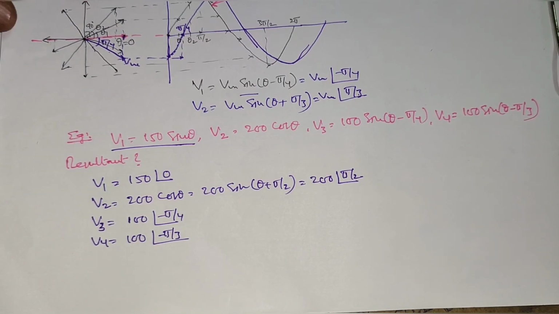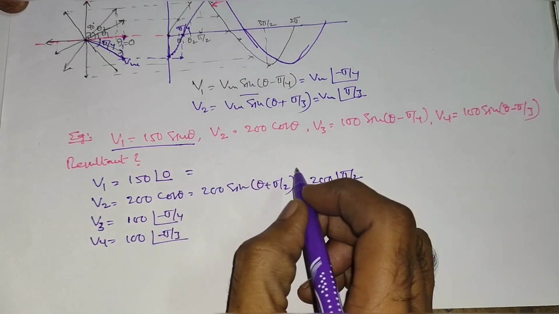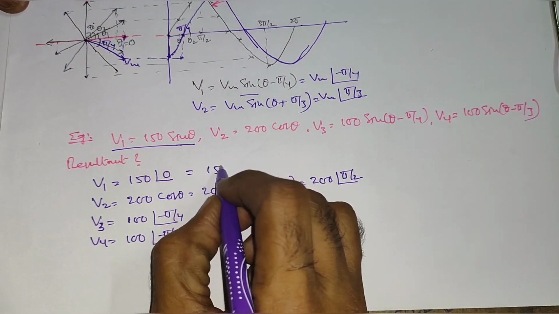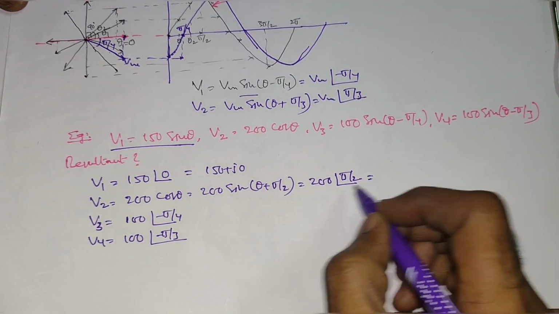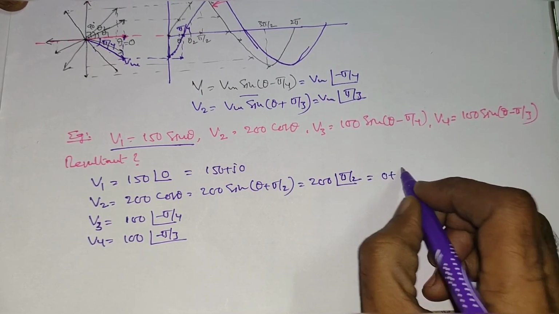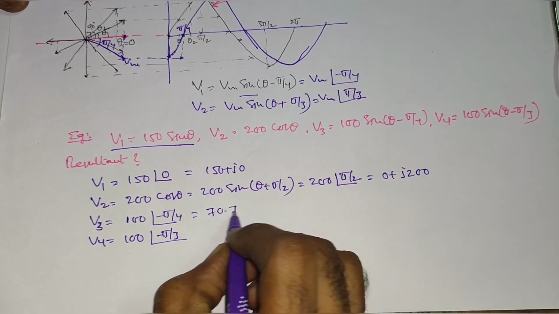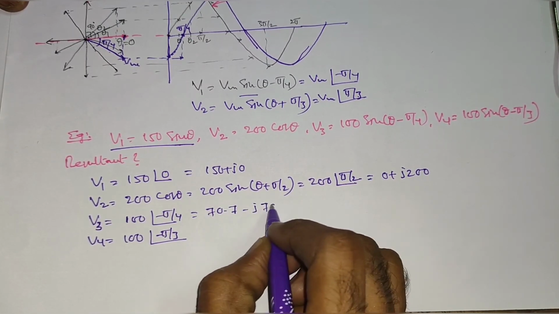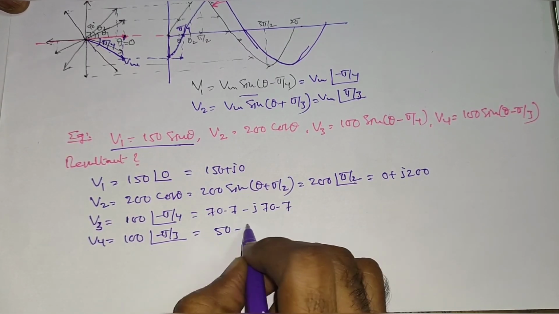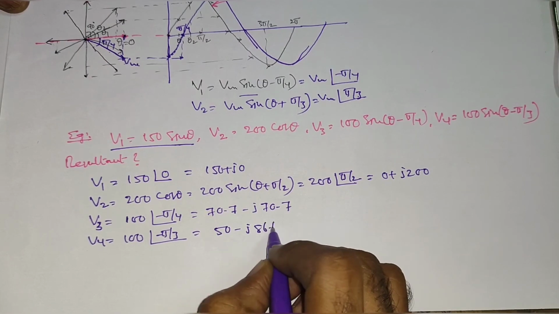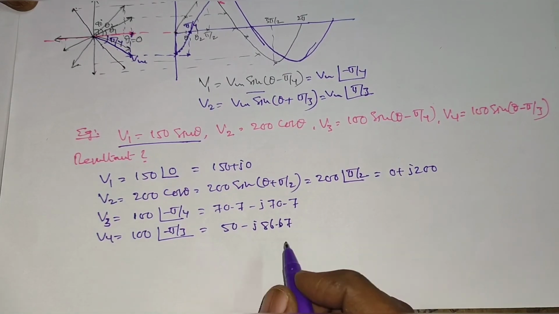After that, we have to convert this polar form into Cartesian form or rectangular form. So 150 at an angle of 0 becomes equal to 150 plus j0, because the imaginary component is 0 here, and this one becomes 0 plus j200, and this one will be equal to 70.7 minus j70.7, and this is 50 minus j86.67. Now let us add all these waveforms.